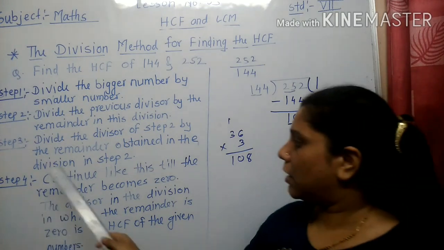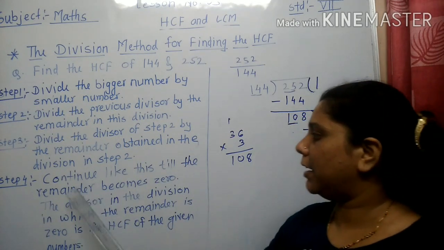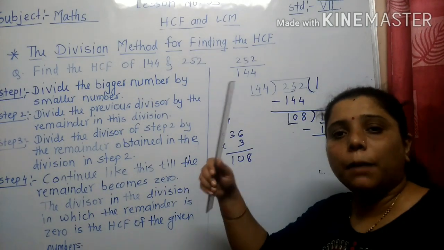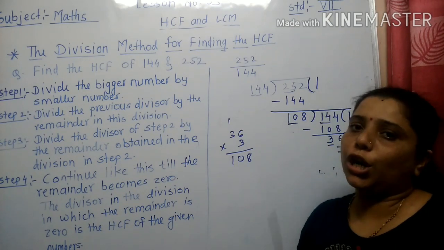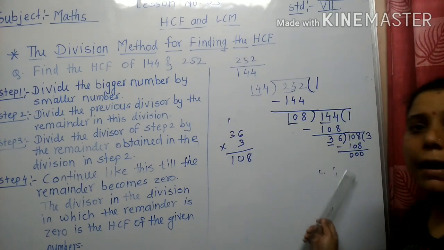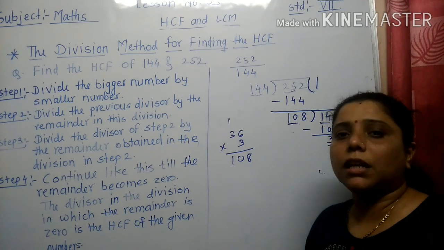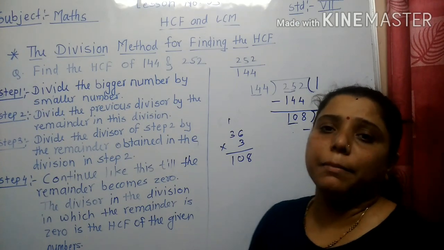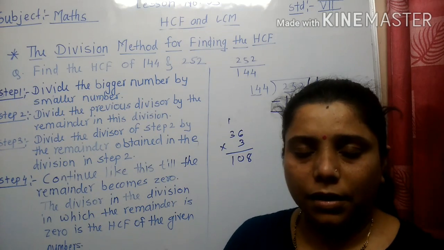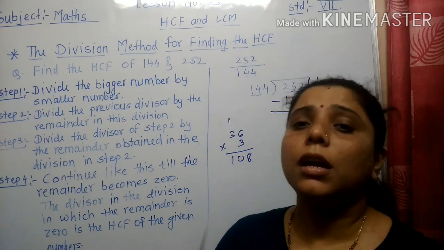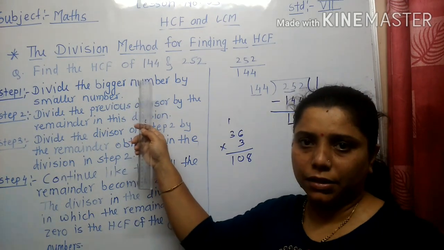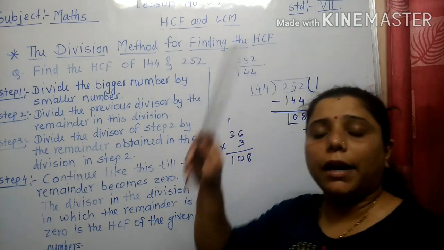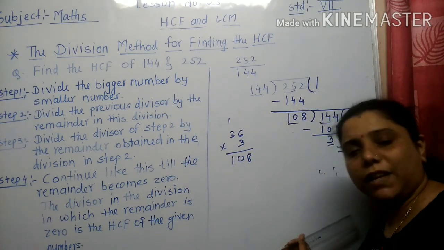Now read the next step. Continue like this till the remainder becomes 0. So you have to continue the division until you get the remainder 0. Madam, why? See, we are giving the numbers in such a way that for the division method especially, you will get the remainder 0. If you do not get the remainder 0, then we cannot find out the HCF with the help of the division method. For finding the HCF, your remainder must always be 0.